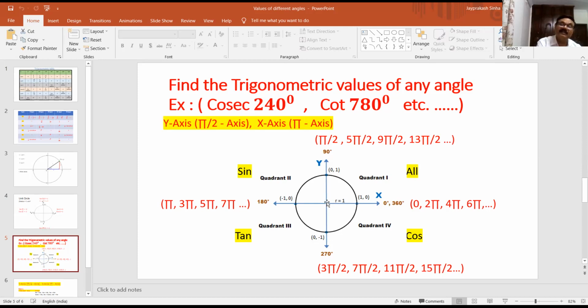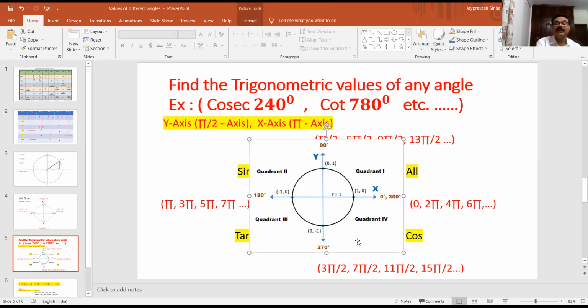Now if we have to find some angle in these quadrants, means here some angle is there, 90 plus 30, so if you have to find the value of sin 120 degree or cos 120 degree, cos 120 degree means what? 120 degree is equal to 90 plus 30. So our angle will lie in the second quadrant. The first quadrant is from 0 degree to 90 degree. From 90 degree to 180 degree is quadrant 2. From 180 degree to 270 degree is quadrant 3. From 270 degree to 360 degree is quadrant 4.